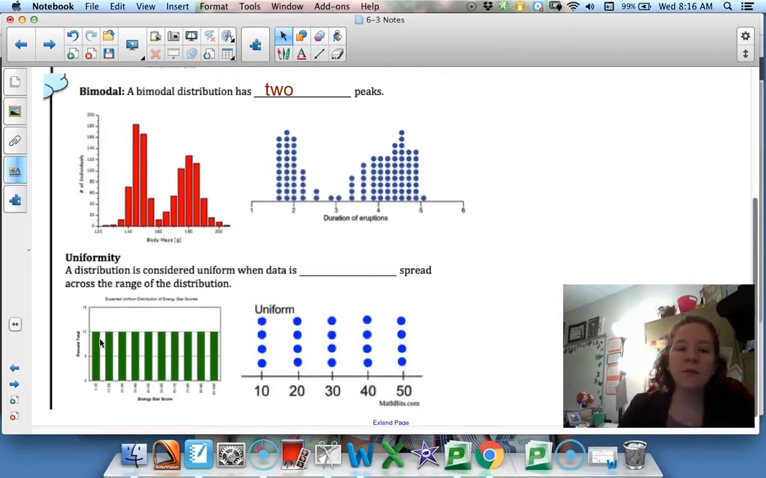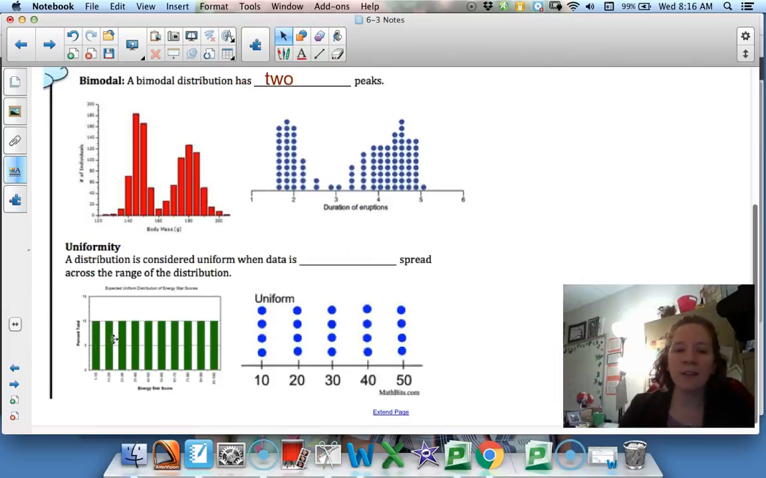Also, sometimes you'll see ones that look like this. It's kind of rare, but a distribution is considered uniform when it's kind of across the board the same. So the data is sort of evenly spread across the range. And that would be a uniform data set.